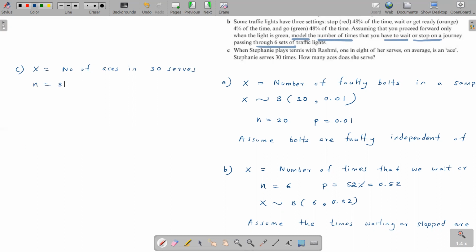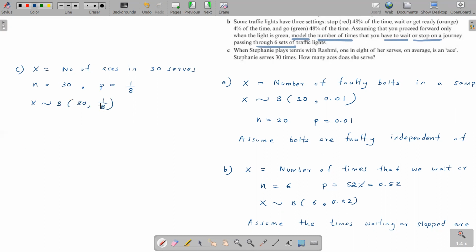So n is the fixed number of trials. That's going to be 30. And the probability of success is? What's the probability of serving an ace? They say 1 in 8 of her serves, so probability is 1 over 8. Do you agree? Okay. And then all you have to do here is write X follows a binomial distribution, n is 30, probability of success is 1 over 8.